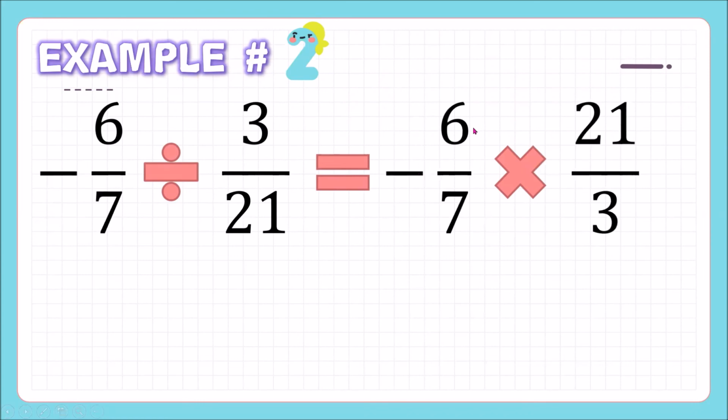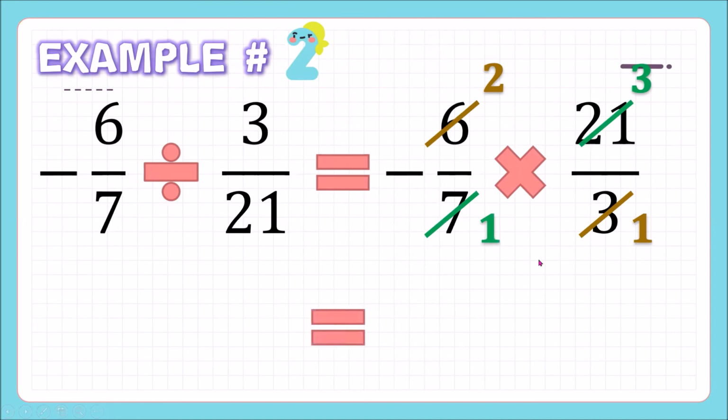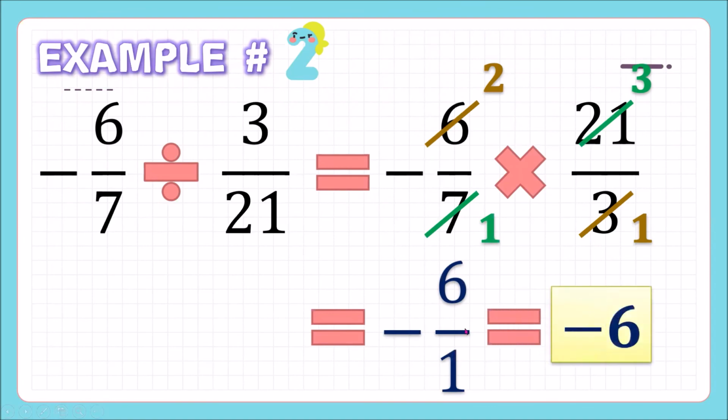So let's do the cancellation. So 6 and 3, so we have here 2, because 6 divided by 3 is 2. And then 3 divided by 3, we have 1. Next, 7 and 21, we have to divide it by 7. So this is 1. And then this will become 3. So now, 2 times 3, 3. And then 1 times 1, we have 1. So again, negative times positive, negative. So we have here negative 6 over 1 or simply negative 6.